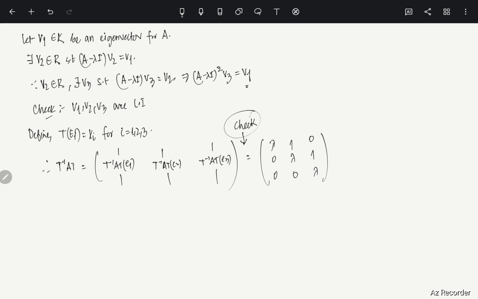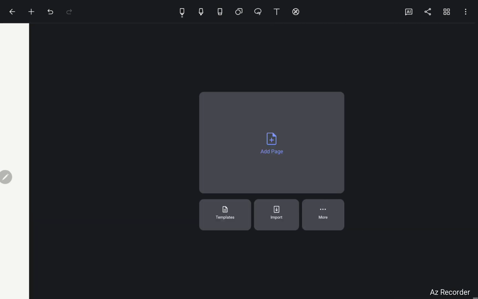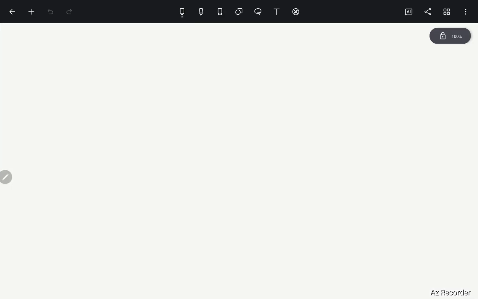So this is what happens if you have a 3 cross 3 matrix with a repeated eigenvalue. This is called the canonical form. Canonical form means you can reduce it to one of those 3 forms and you are good to go. Since this particular example is a little difficult, let's do a small exercise on how to calculate this. That will make life easier, right?